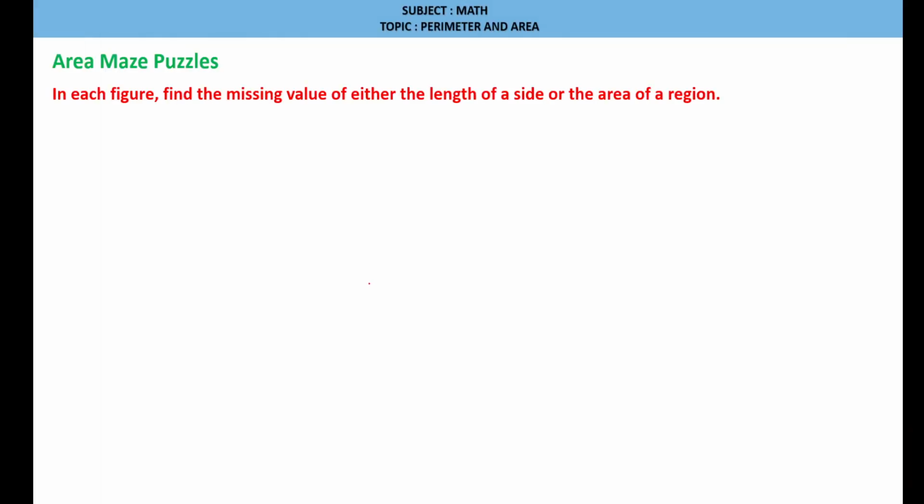Area maze puzzles. In each figure, find the missing value of either the length of a side or the area of a region. Here, the first one is given as 13 square centimeters, the second one is 26 square centimeters, thus the third one is 15 square centimeters. Now we need to find the area of this rectangle. If we observe here, this area we can write as 13 into 1, L into B. This 26 can be written as 13 into 2. Similarly, 15 can be written as 15 into 1.